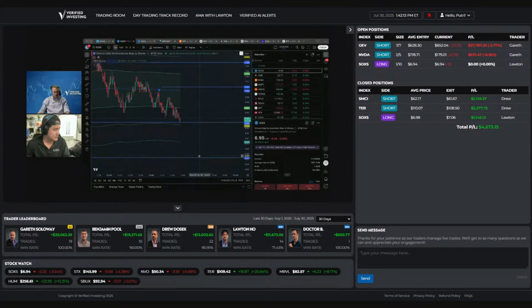So here's my spread. You guys see that? I'm going to write my alerts.